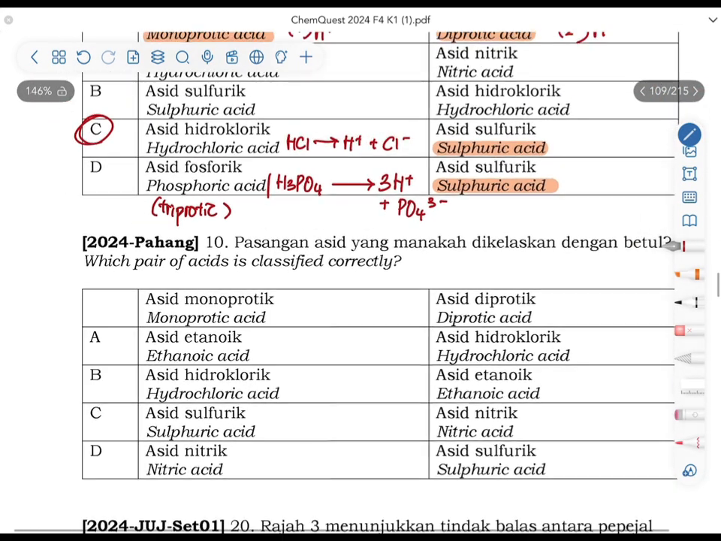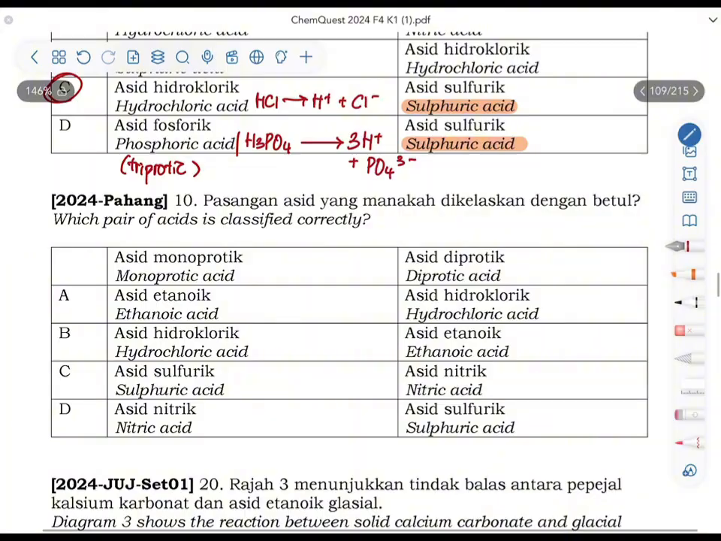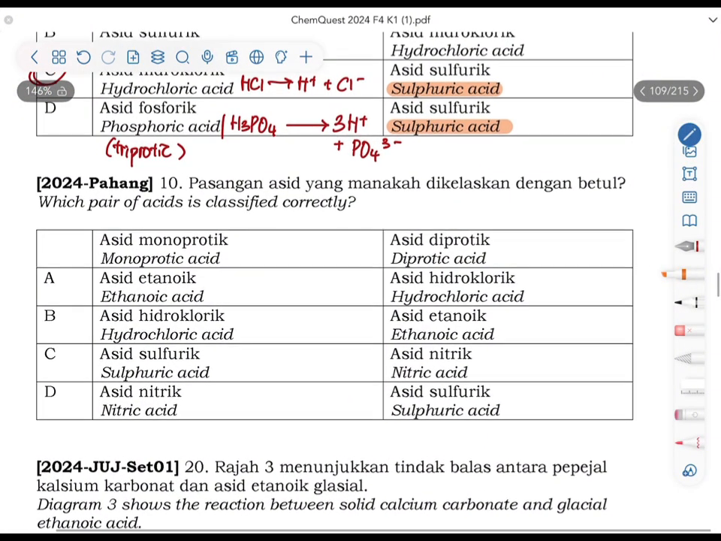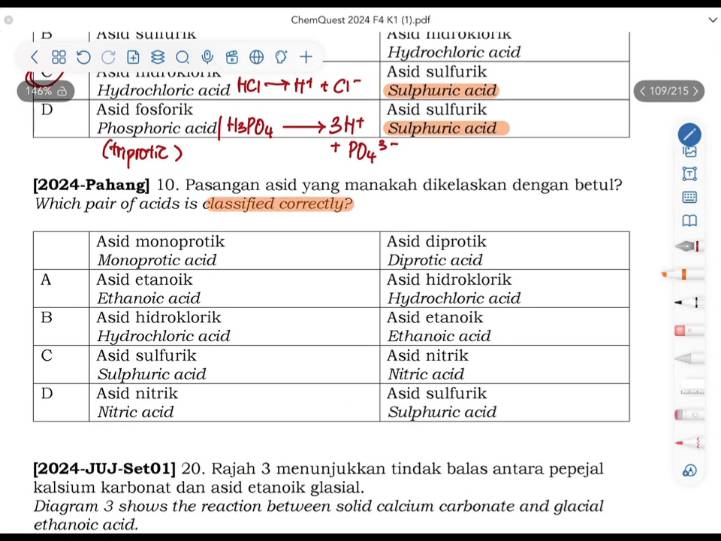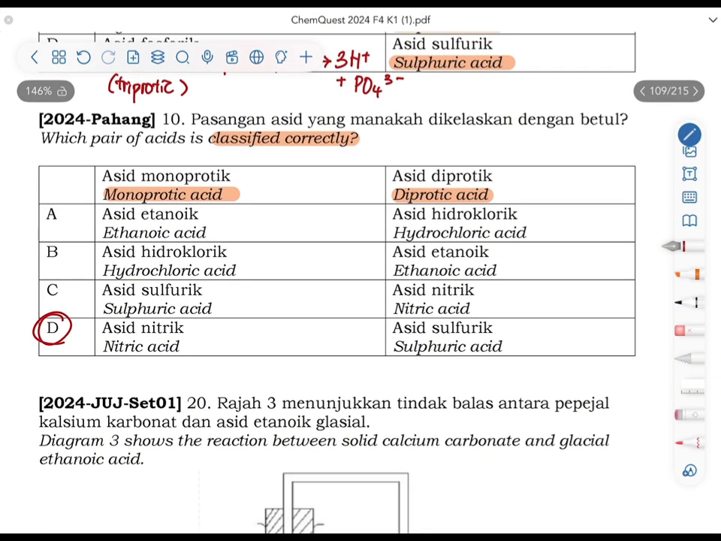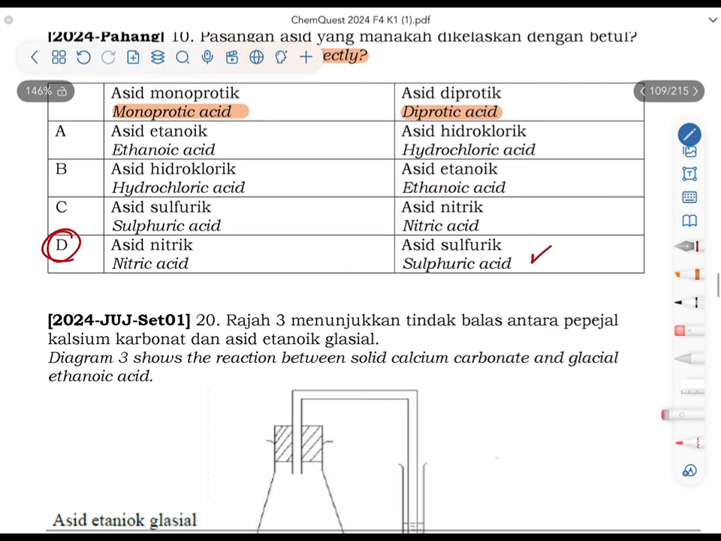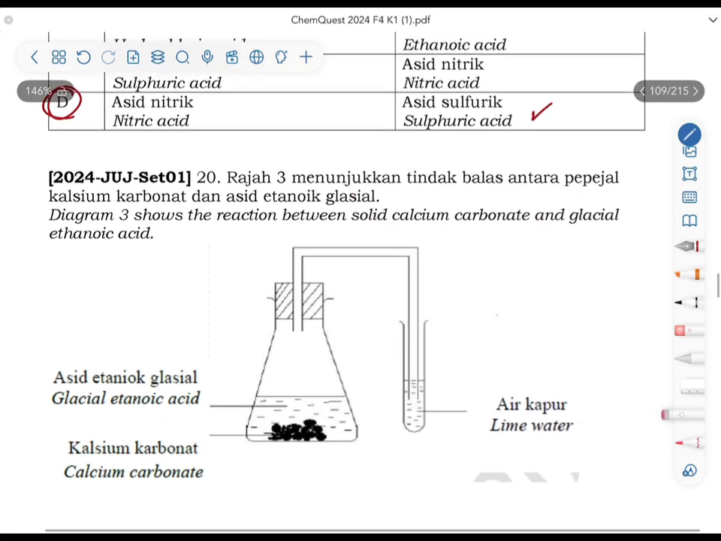Okay, next one. This is also the same type of question. Which pair of acids is classified correctly? We have monoprotic acid and diprotic acid. So let's look at the diprotic acid. The answer is D, because we only have sulfuric acid as our diprotic acid among these 4 choices. So basically the answer would be D.